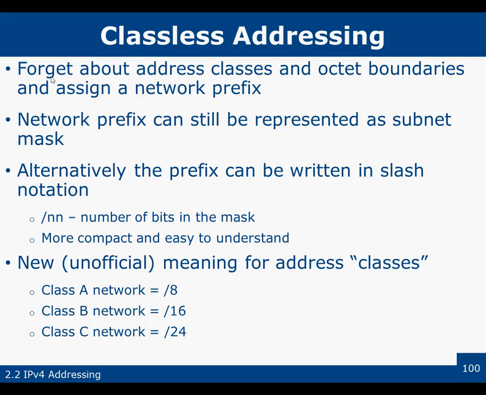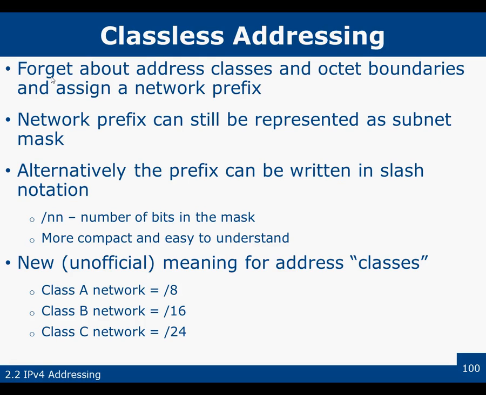Classless addressing, as we forget about the address class, except to start with. The starting IP address would then be whatever the classful subnet mask was. The network prefix is still represented as a subnet mask. The subnet mask tells us how much of the address is network. And we need to know that, and then we can break it up from there.